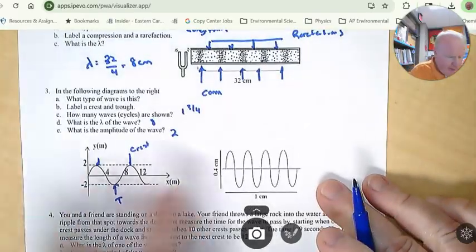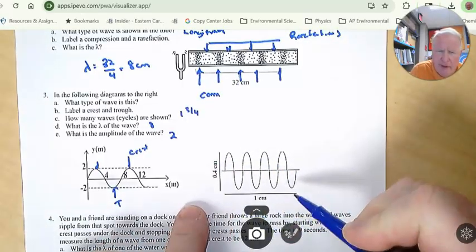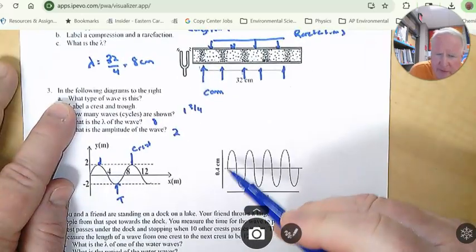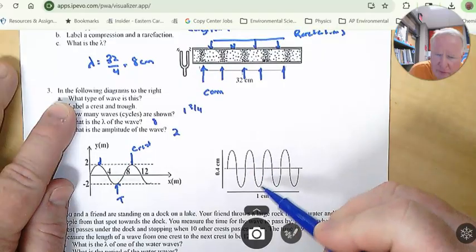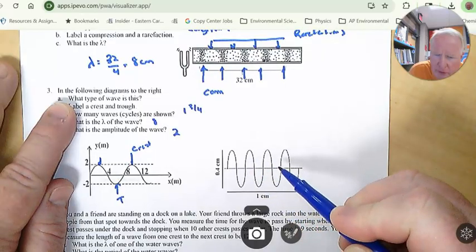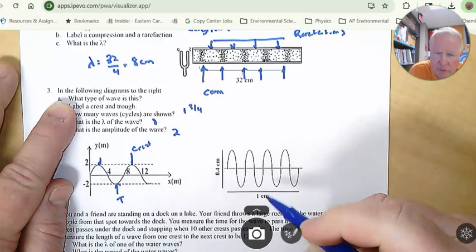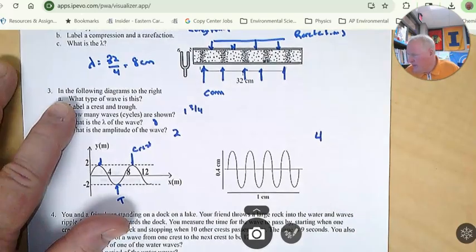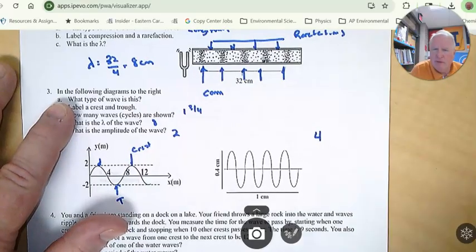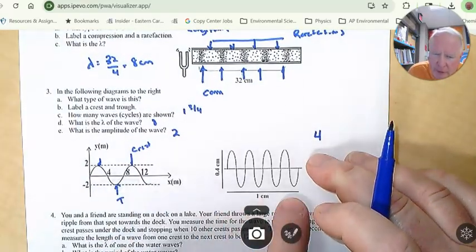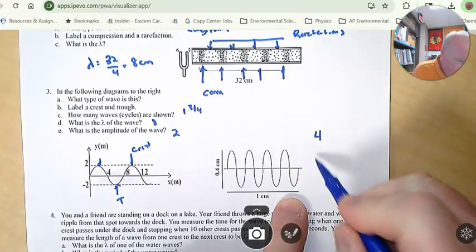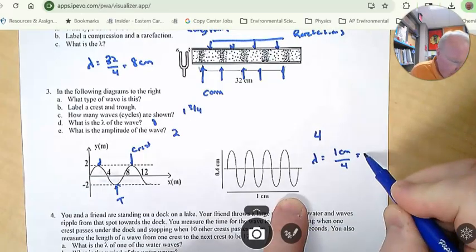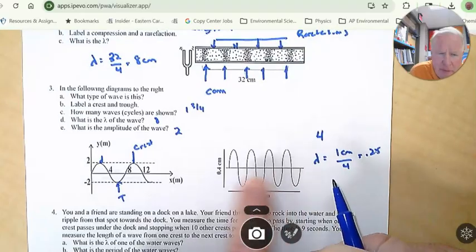Okay, and so the same thing here. We've got the crests on the top, the troughs on the bottom. We've got a transverse wave. How many waves do I see? I see 1 right up to there, then 2, then 3, and then 4. So a total of 4 waves there. And they ask us then, what's the wavelength? So the total length right here is 1 meter or 1 centimeter. So one wavelength would just be 1 centimeter divided by 4, since there's 4 in the 1 centimeter, or 0.25 centimeters.